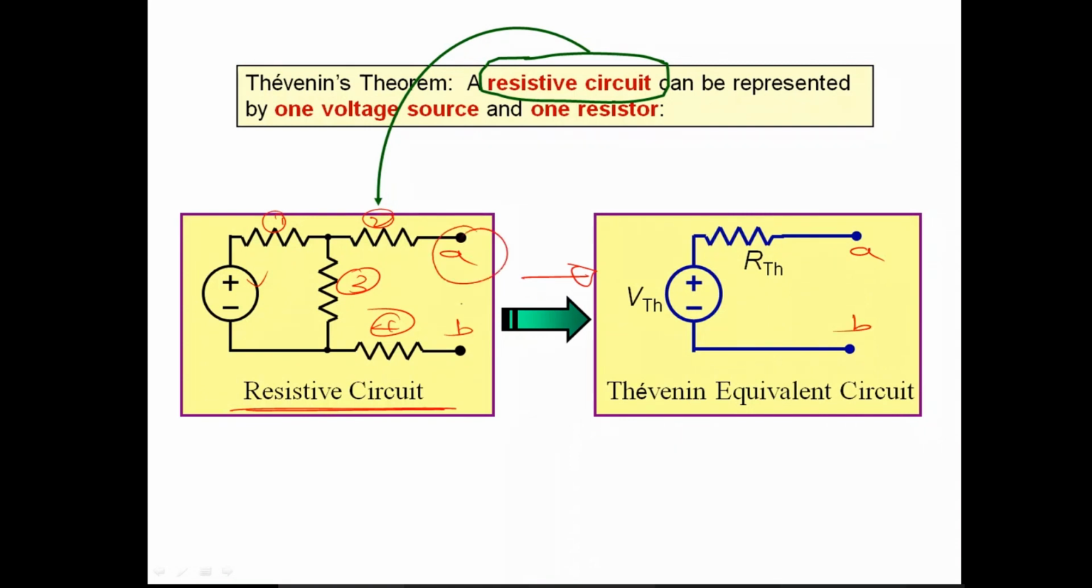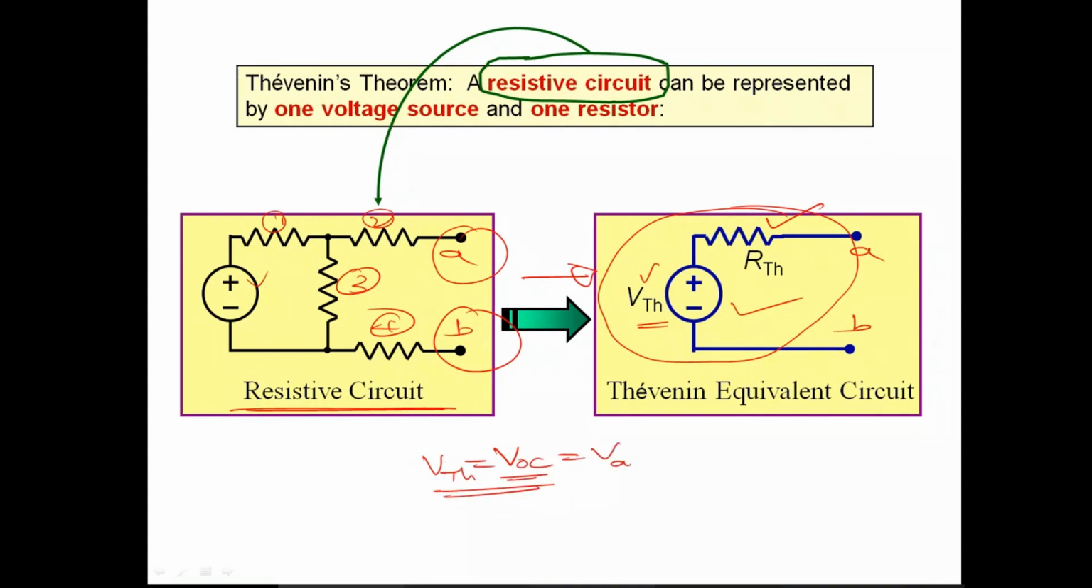That is, between these two terminals A and B, we represent its equivalent like this: a voltage source in series with a resistance, and this voltage source magnitude is nothing but the VTH, or VOC. So Thevenin's voltage VTH is equal to VOC, which is equal to VAB, that is, the voltage here. This is the VOC, open circuit voltage, right? And Thevenin's resistance, I will tell you how to find the RTH.